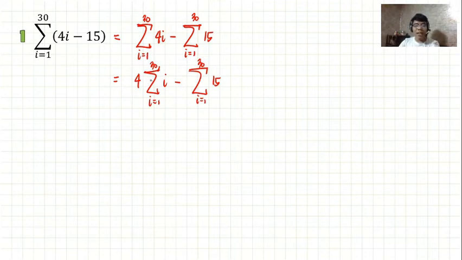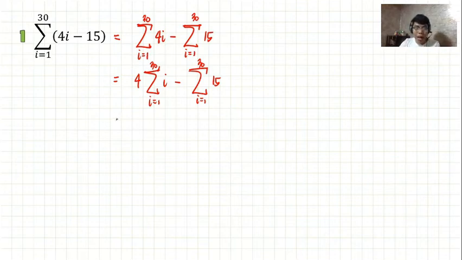Now, from that, we have a special formula for the summation of i. The summation of i, where i is from 1 to n, is just equal to n times the quantity n plus 1 over 2. And what is our n here? You have 30. So therefore, you will just substitute 30 to our n sa formula.